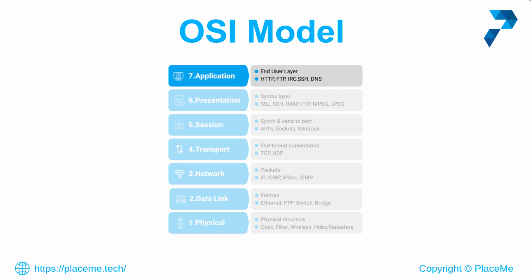Layer 7, the application layer. It provides network services directly to end-user applications. It supports protocols like HTTP for web browsing, SMTP for email, and DNS for domain name resolution.